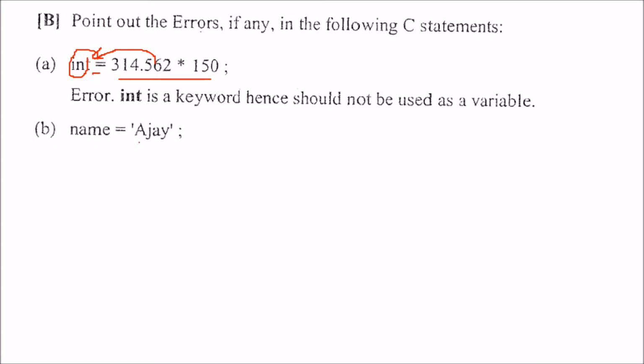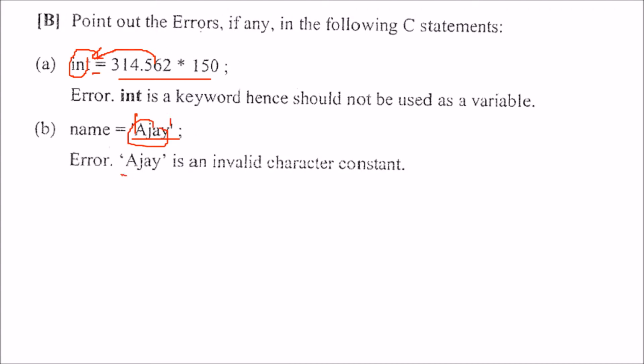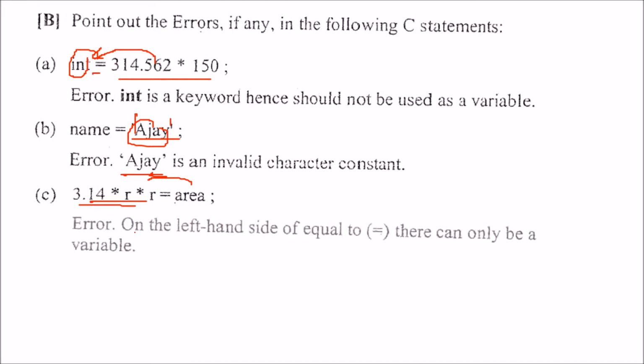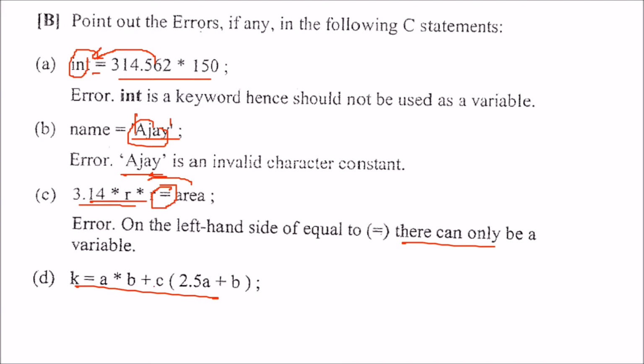Name is equal to 'Ajay', but this is in single quotes, so it has to be a character, and that can only be one character. 'Ajay' is an invalid character constant. You cannot assign a value on the left like this. You can have just one variable. On the left hand side of the equal to, or assignment operator, there can only be a variable. Because we don't have C cross or 2.5 cross A, this is the error.